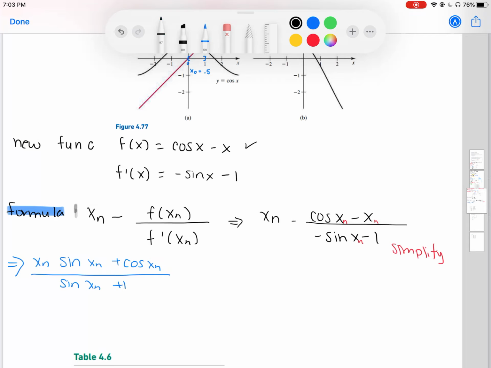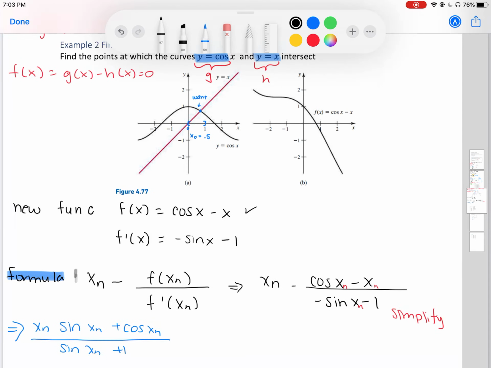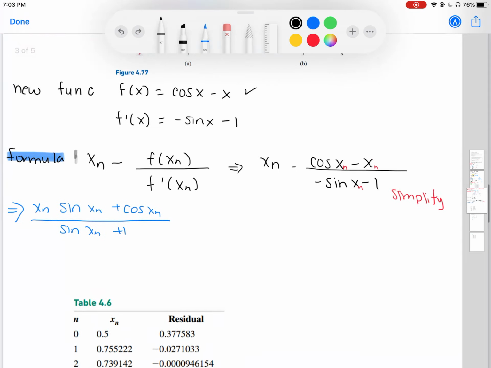Okay, let's go ahead and start with our initial point. Now we said that we're going to start with this initial point of 0.5. We're going to use our calculator, so have it handy. We have 0.5 times sine of 0.5 plus cosine of 0.5 divided by sine of 0.5 plus 1. So pause the video, and make sure you're getting these values in your calculator.